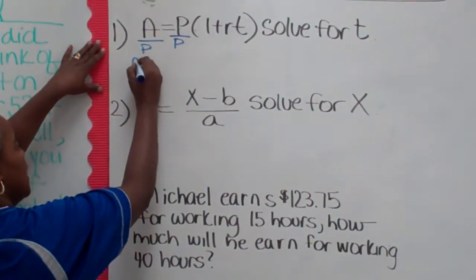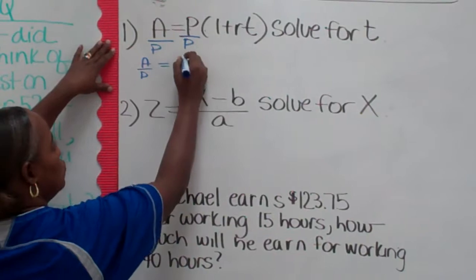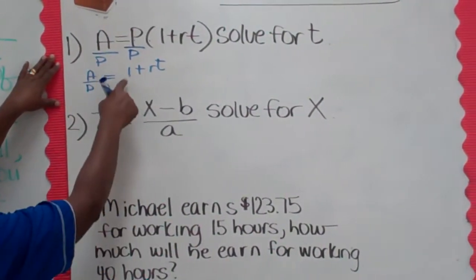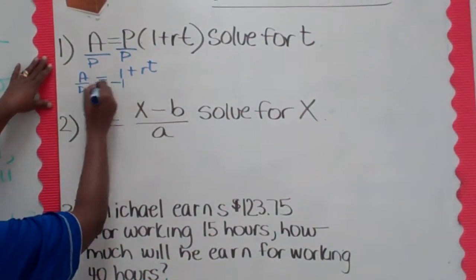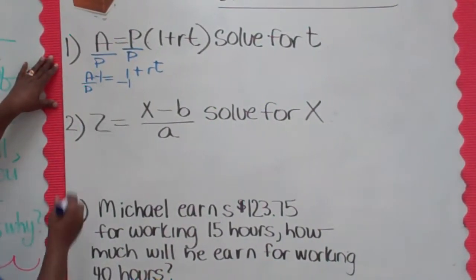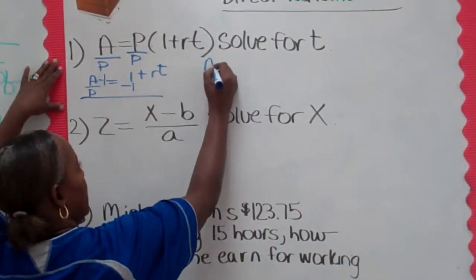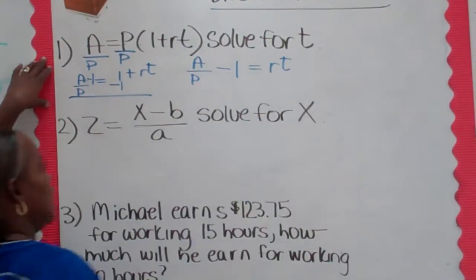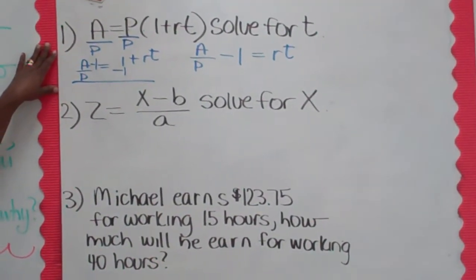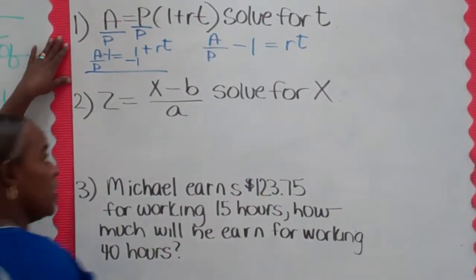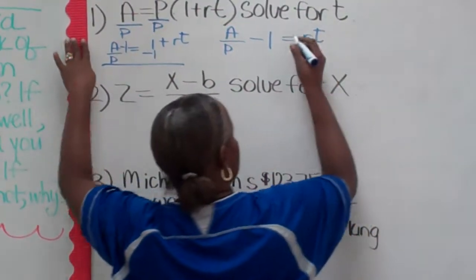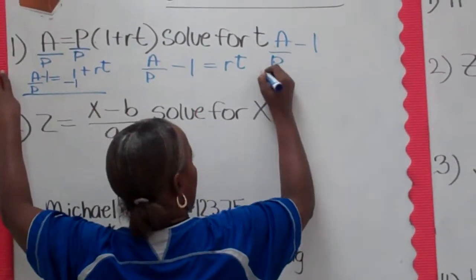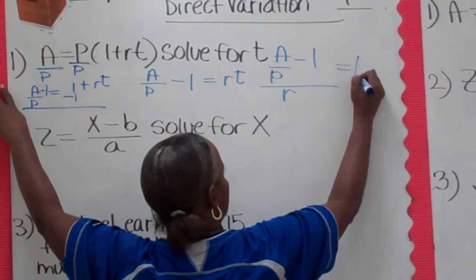So now I have a over p equals 1 plus rt. I'm still solving for t, so the next thing I'm going to do is subtract 1 because it's added. Now I have a over p minus 1 equals rt. Next, to get rid of r, I'm then going to divide both sides by r so that I have a over p minus 1, all of that divided by r equals my t.